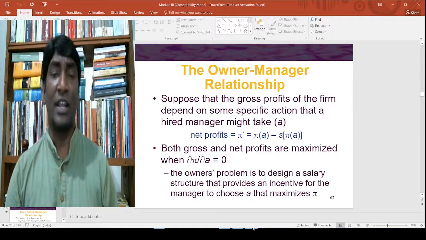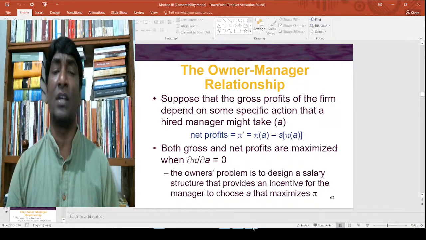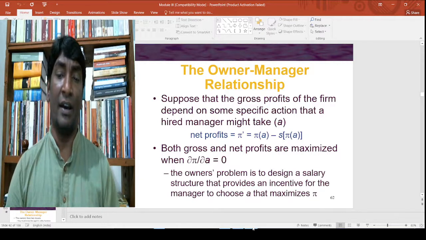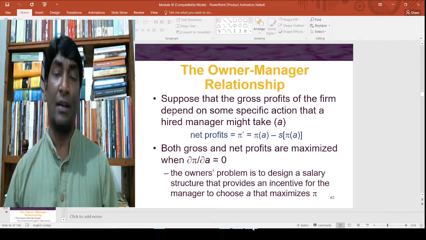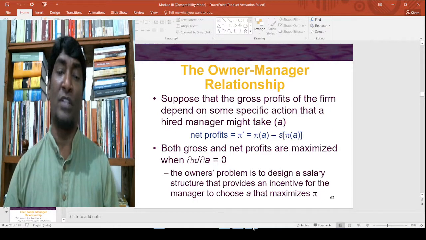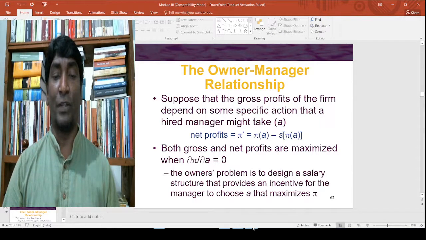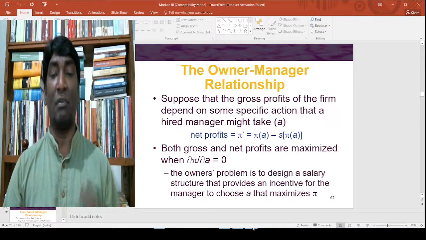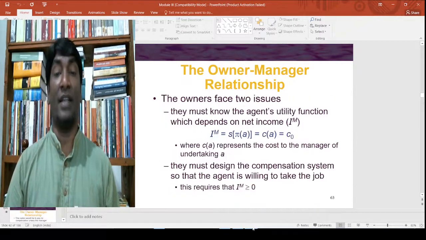An owner-manager relation is therefore a very crucial one. Suppose that the gross profit of the firm depends on some specific action A that the hired manager might take. Net profit is pi dash, which is equal to pi(A) minus S(pi(A)). Both gross and net profits are maximized when the change in profit with respect to A is equal to 0. The owner's problem is to design a salary structure that provides an incentive to the manager to choose the A that maximizes his or her profit.